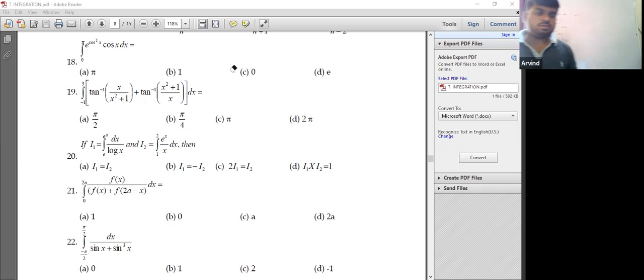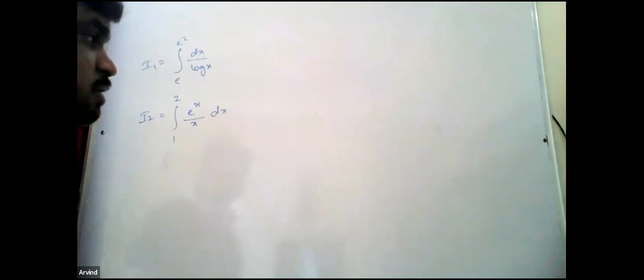I1 is equal to the integral from e to e square of dx by log x. I2 is equal to the integral from 1 to 2 of e power x by x dx. So these are the two integrals. We have to check whether they are equal or not. They are actually equal. You just substitute. By substitution we can do that.